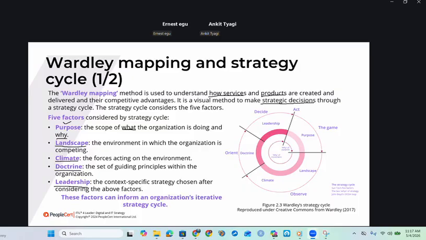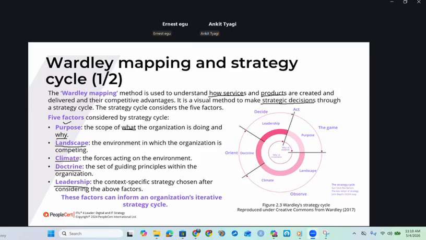So we need to always understand why we are doing things, what environment we are competing in, what the climate is, what the forcing actions are that are being forced upon us, and doctrine, by understanding the guiding principles, and then take a decision. Now, not just for digital transformation, for any initiative, any smaller project, any program, any portfolio changes, any operational changes that we look at, we always consider these factors, right? So the same goes for digital transformation as well.